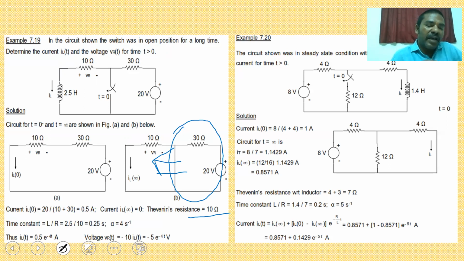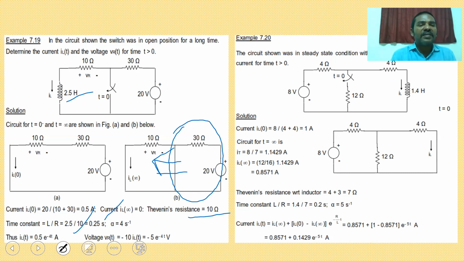So now the time constant, L by R, is equal to, the L value is 2.5, divided by the resistance value, 10. So you can get 0.25 seconds. So R by L is equal to 4 per second. So now the current IL of t is equal to 0.5 e power minus 4t.